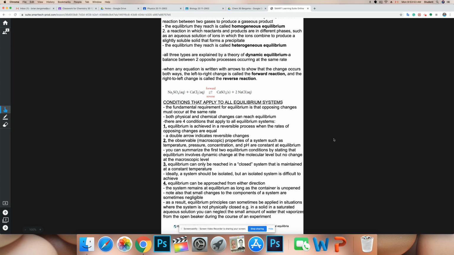As a result, equilibrium principles can sometimes be applied in situations where the system is not physically closed. So for example, with a solid in a saturated aqueous solution, you can neglect the small amount of water that vaporizes from the open beaker throughout the course of the experiment.